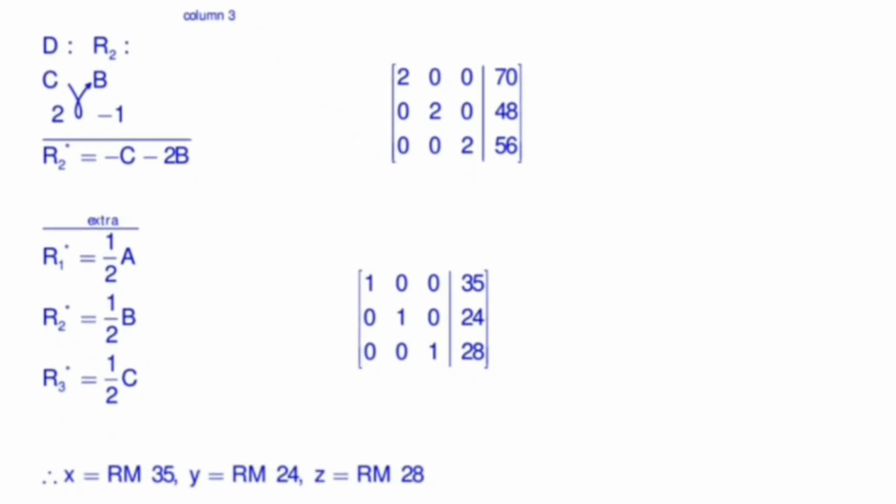Okay, so nampak dekat sini kita bahagikan, kita darab dengan 1/2 untuk semua row lah. Nak jadikan sini sama dengan 1. So kalau kita darab dengan 1/2, dapat kat sini 35, 24, 28. Jadi ini adalah solution kita. Ini adalah untuk nilai X, Y dan Z.